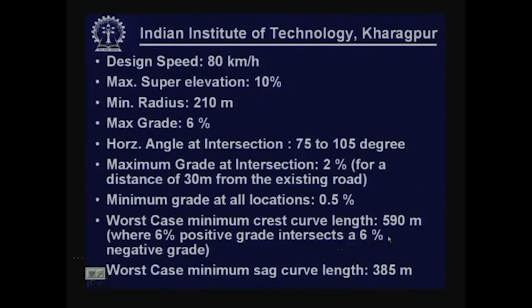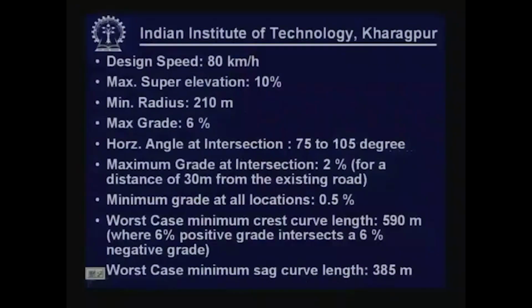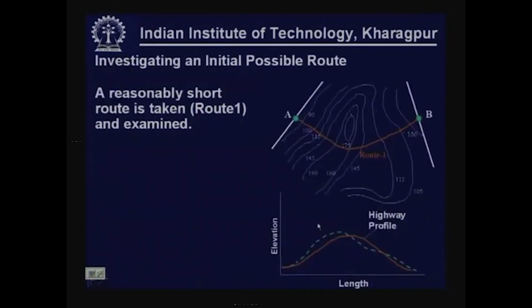You know the design speed, maximum super elevation, minimum radius, maximum grade, horizontal angle at intersection, maximum grade at intersection, minimum grade at all locations from drainage point of view, worst case minimum crest curve length, worst case minimum sag curve length, like that all detailed design controls are available. You already know in details about the geometric design part. So, like that you have the design control. Now, keeping those things in mind, we are now trying to investigate an initial possible route.